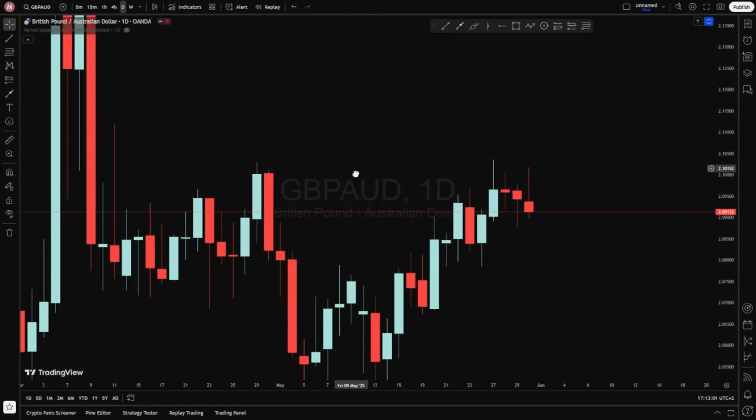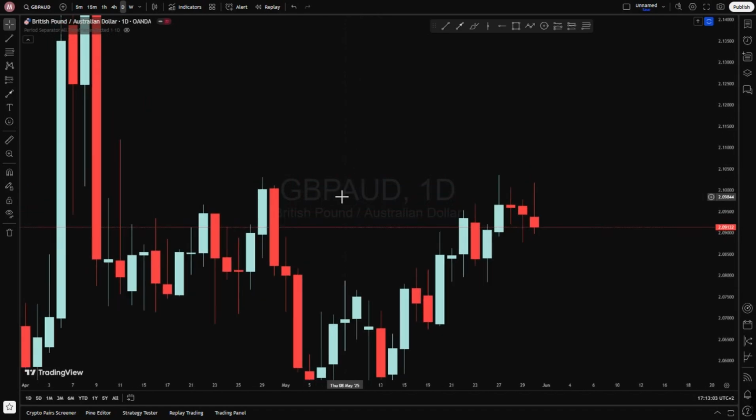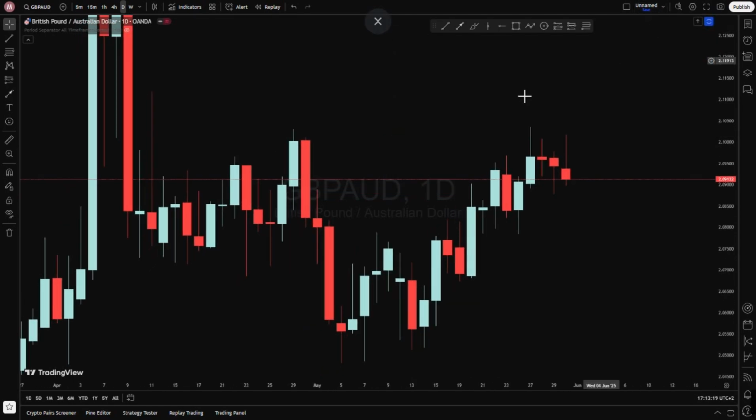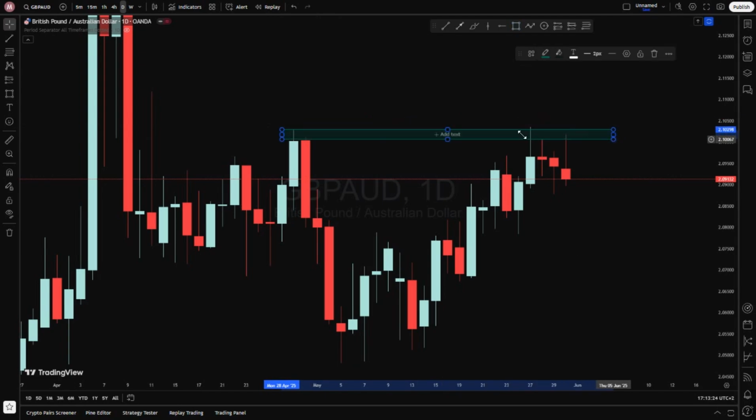Alright, traders, so here we're looking at GBP versus AUD on the daily time frame. It's very important for you guys to always start on the higher time frame, from the high time frame to the lowest possible time frame, right? Now when I look at this chart, I see that we have this high right here, and when I look closely, I notice that we have this touch and another touch right here. This is a double top.